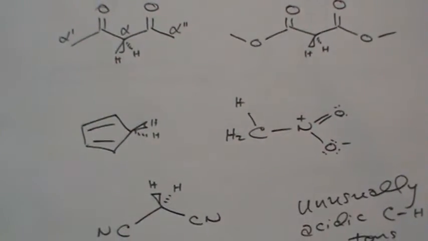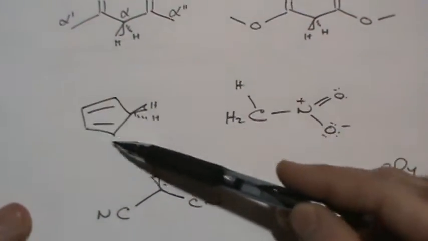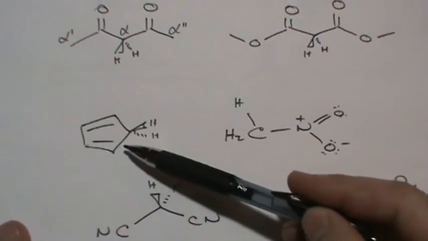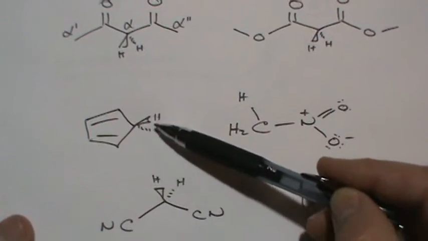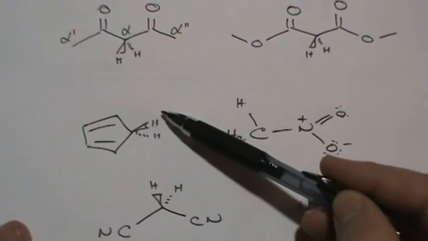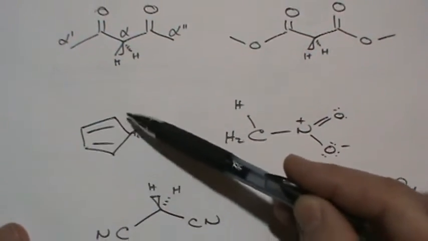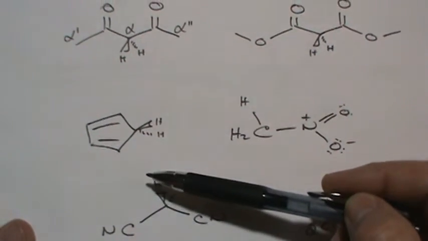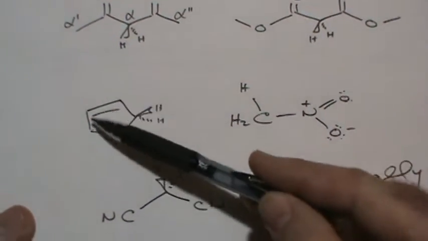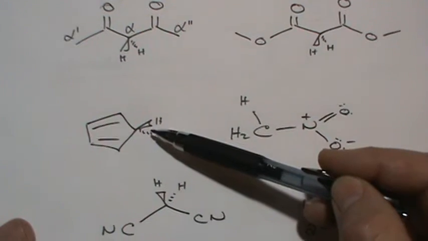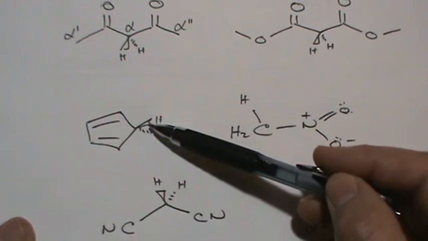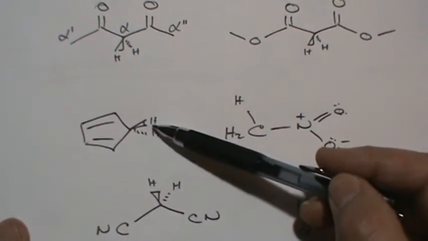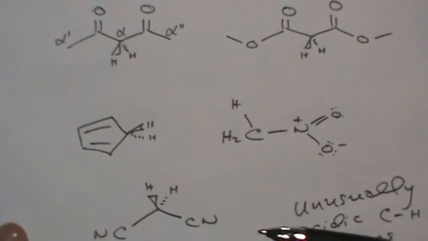But it's also true for a few other types of compounds, like for example, this cyclopentadiene. These protons are unusually acidic because when we remove one, we produce a cyclopentadienyl anion, which is aromatic. So there's special electronic reasons for the stabilization of this anion generated upon removal of one of these protons here.